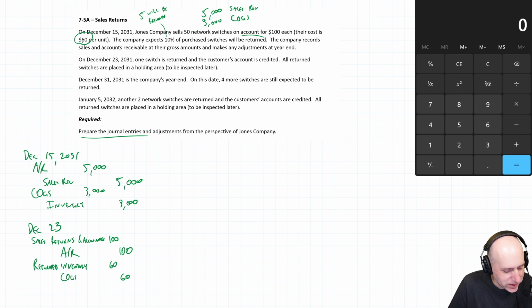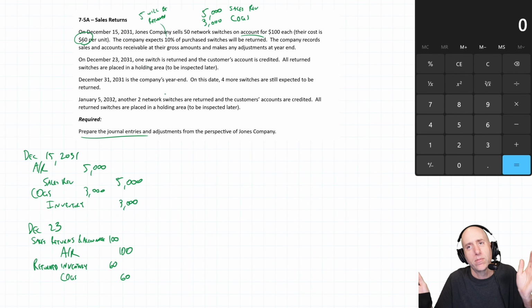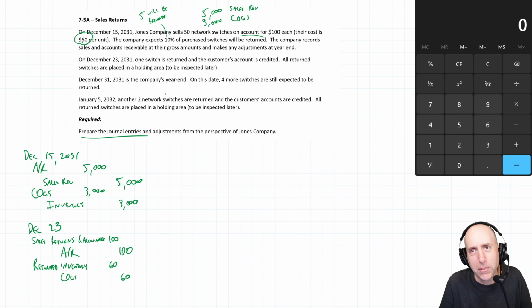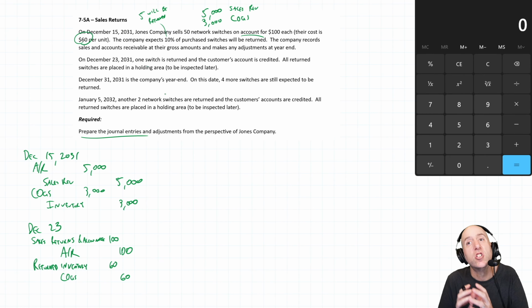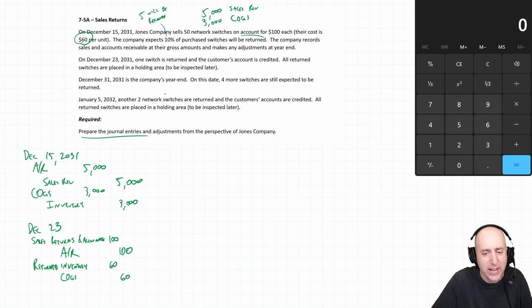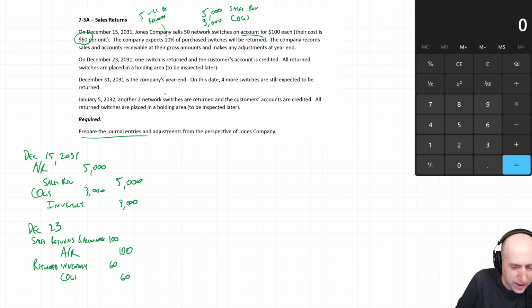Let's continue on to December 31st. December 31st is the company's year end. On this date, 4 more switches are still expected to be returned. So we thought we'd have 5 returned. One's already come back a week later, and we still think there are 4 more coming, since we'll accept returns on these things for a while. So here's where we do an adjusting journal entry, predicting our returns and basically allowing for the fact that these returns are coming.